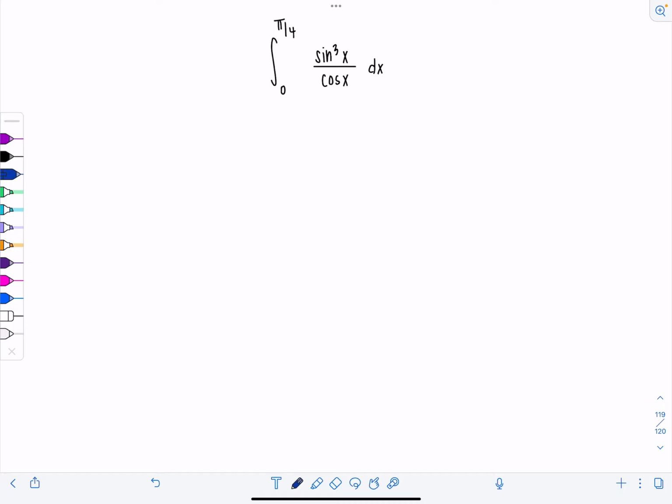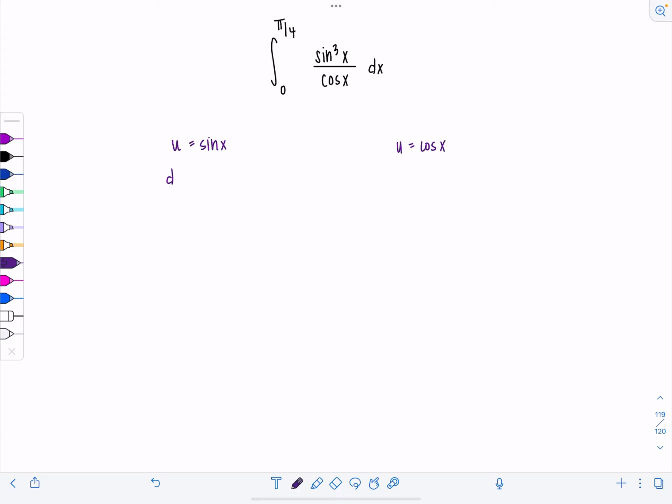So here we have two choices. Let me break it down for you. We can either let u equal sine x, or we could let u be cosine x. You typically don't want to put any exponents. You don't want to make this sine cubed x or something like that. No. Let's see which choice will work out for us.